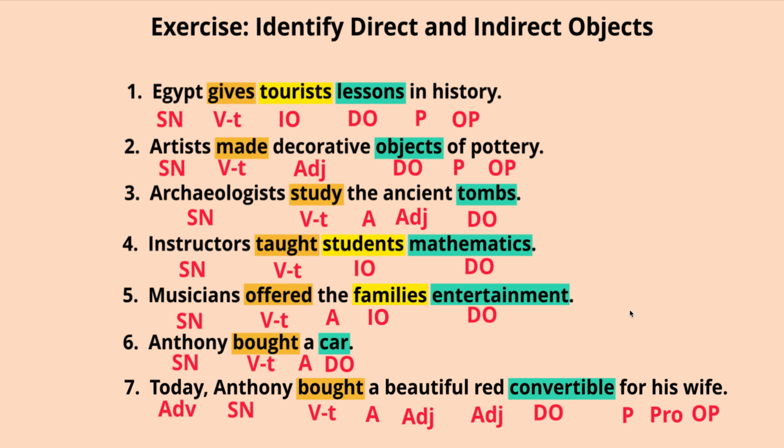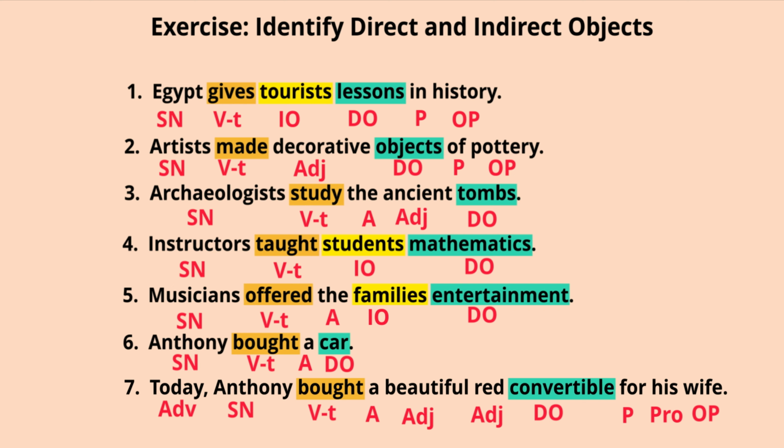Now let's do an exercise. Identify direct and indirect objects. Let's see the first sentence. Egypt gives tourists lessons in history. Here, Egypt is a subject noun. The verb is gives. To find the direct object, let's ask the question, Egypt gives what? Lessons. So lessons will be the direct object.